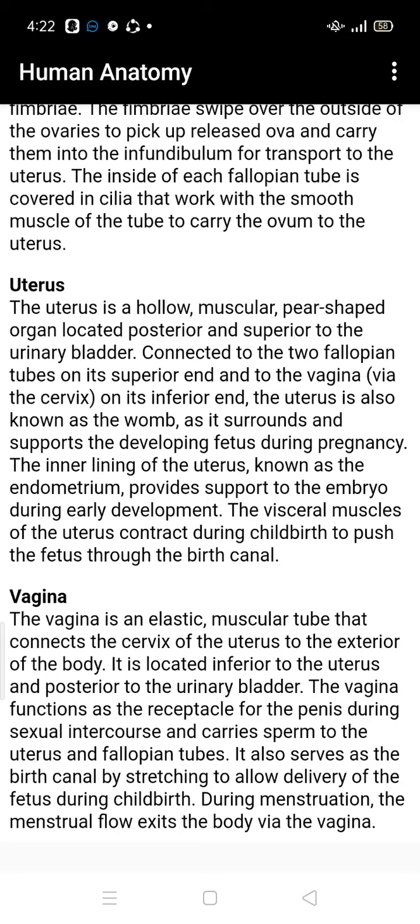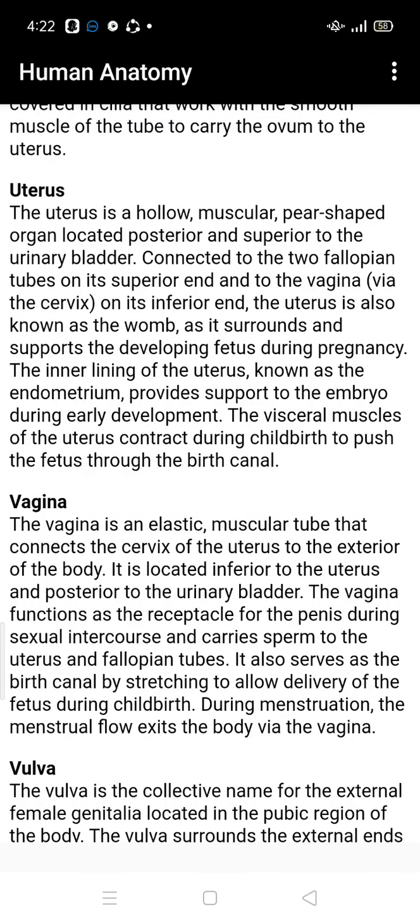The uterus is also known as the womb as it surrounds and supports the developing fetus during pregnancy. The inner lining of the uterus, known as the endometrium, provides support to the embryo during early development. The visceral muscle of the uterus contracts during childbirth to push the fetus through the birth canal.